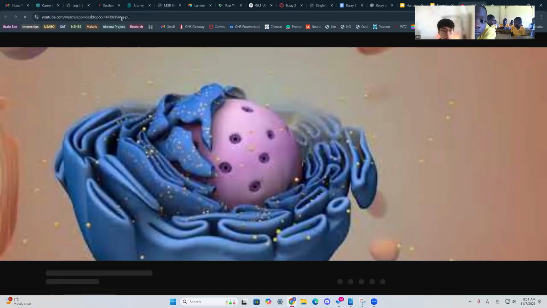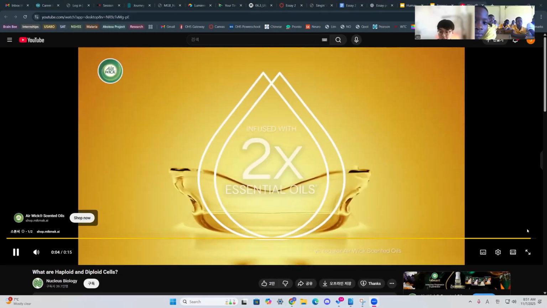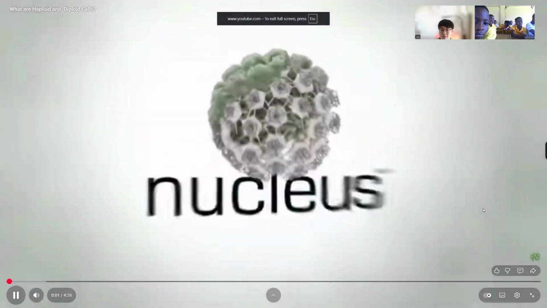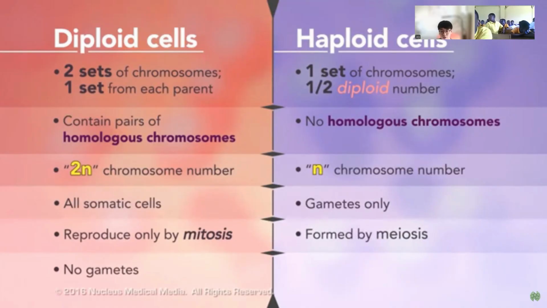Airwick's vibrant fragrances are infused with 2 times more essential oils. Gametes form from diploid cells through meiosis, never through mitosis.